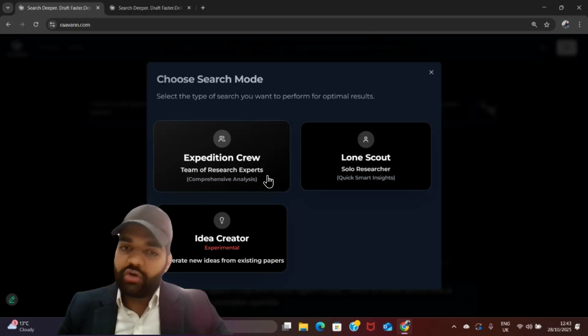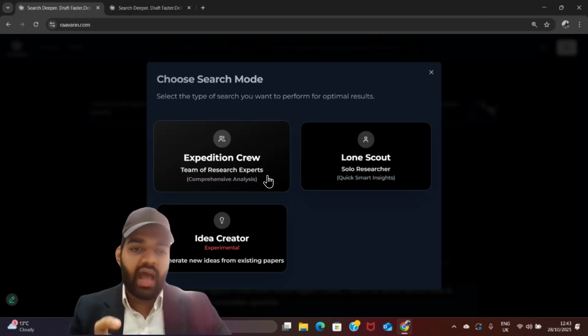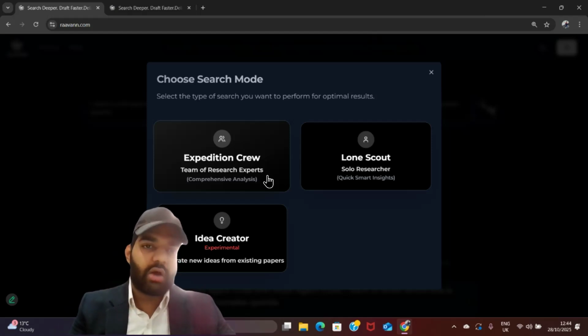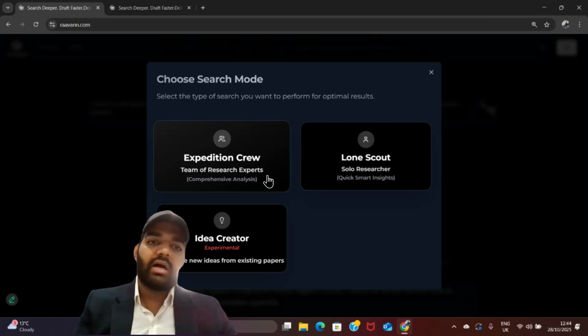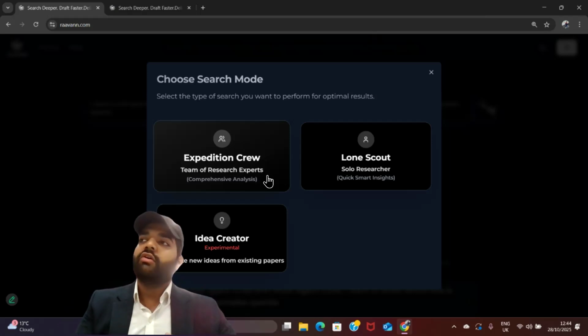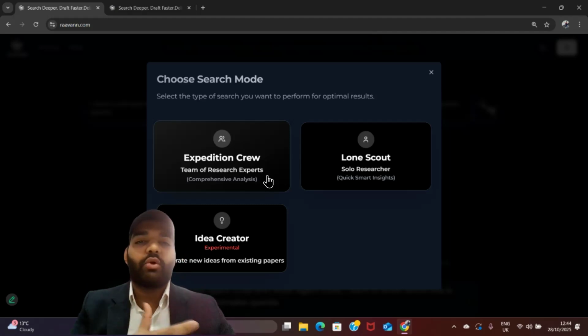And the other mode we have is lone scout. That is a single researcher researching. The lone scout is suitable if you want something quick, a very short, specific query that you want a quick answer for. That's what lone scout is for. But in terms of testing, what most people have liked is expedition crew for literature review and long-form research, something that requires a lot of reasoning, a lot of research, and something that is very difficult, or will take a lot of time on the existing LLMs to get the output.